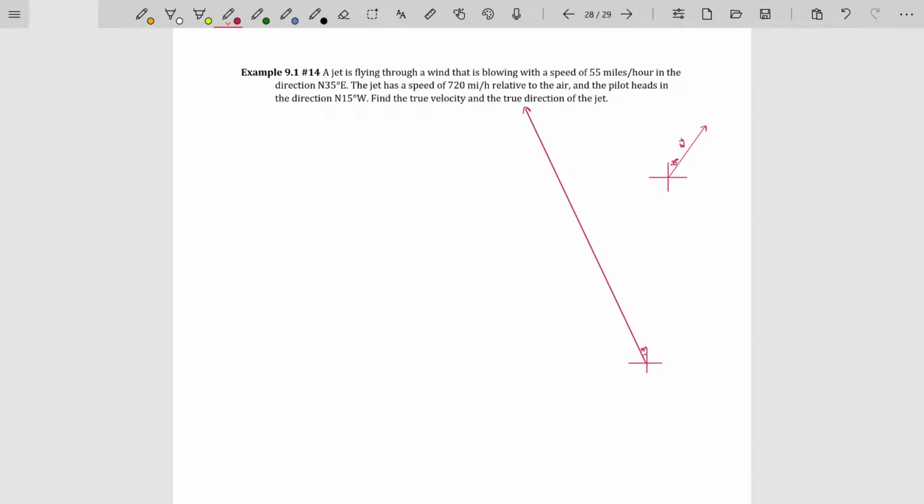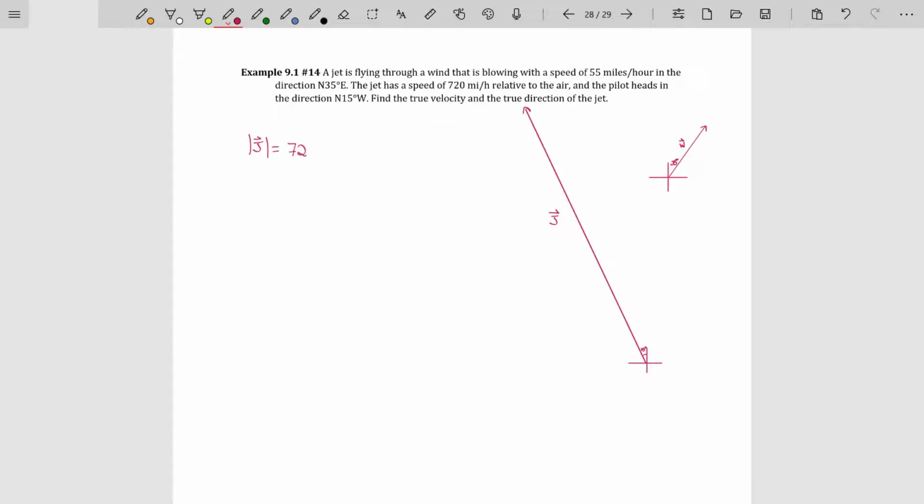And what do they say? Find the true velocity and the true direction of the jet. Okay, let's do that. We know the length of this vector for the jet. I'll call this capital J with a vector symbol above it. We know the length of that is going to be 720.